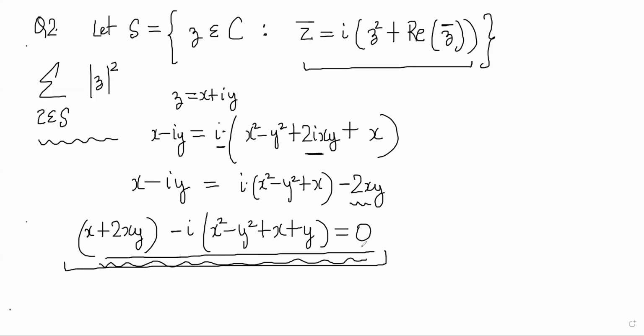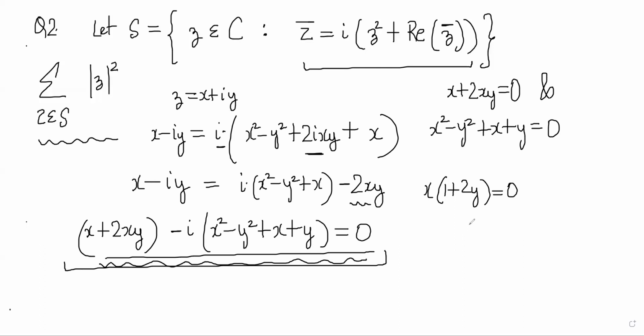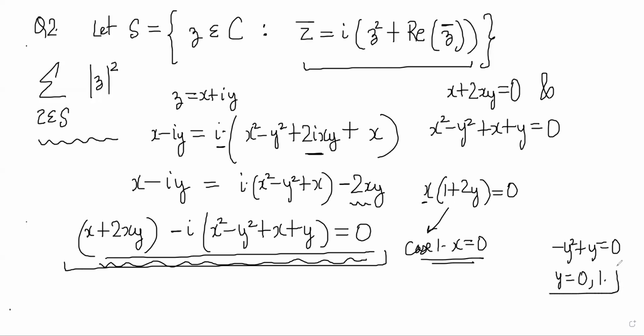This complex number is equal to 0 means both the real part and the imaginary part will be 0, and x square minus y square plus x plus y equal to 0. This means first one is x into 1 plus 2y equals 0. So there are two options for first one. Case 1 is x is 0. If you put x is 0 here, you will get minus y square plus y is 0. So y could be 0 or 1, right? Correct. So case 1 gives you two complex numbers. X is 0, y is 0. So there is a 0 complex number or 0 plus 1i, which is I.